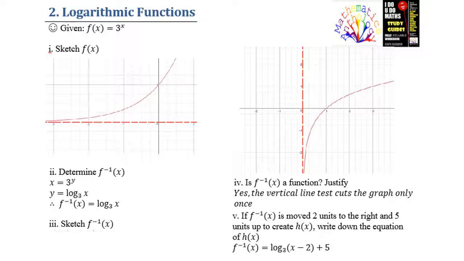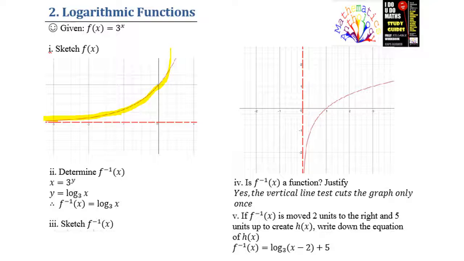Let's look at log graphs. We are given f of x is equal to 3 to the power x. That's an exponential graph. So let's sketch the graph of f of x. To sketch the graph of f of x, you need the table method, and you're going to get your graph here. We've done this before in the exponential graph section. So you can just follow that example and draw your graph.